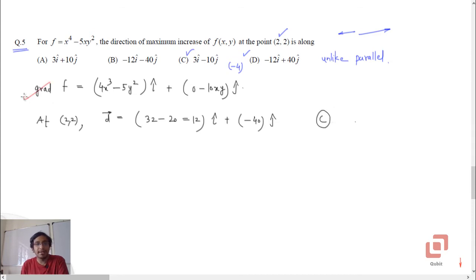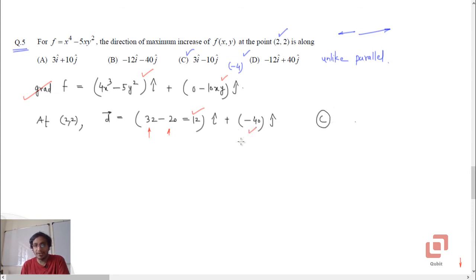Step 1 is to find the gradient. Del f is (4x cubed minus 5y squared) i cap, the partial derivative with respect to x, plus (0 minus 10xy) j cap, the partial derivative with respect to y. Now let us substitute x and y as 2. First you'll get 4 into 8, so 32, minus 5 into 4, so 20. 32 minus 20 is 12. Then plus, substituting x and y as 2 here, we get minus 40.